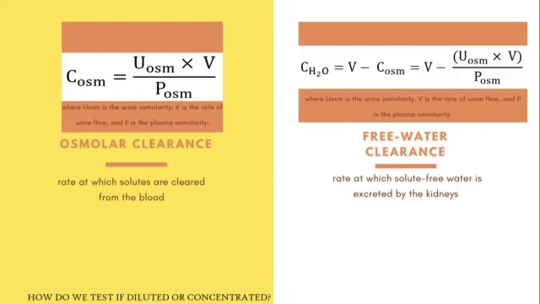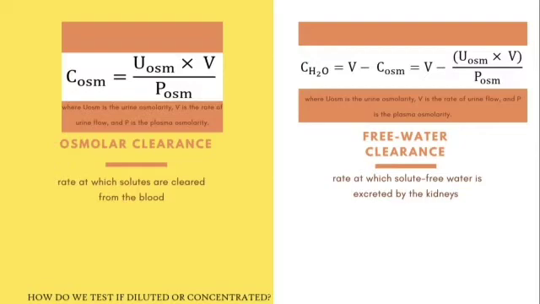Now the next concept is the free water clearance. This is the rate at which solute-free water is excreted by the kidneys, which means that the water is free of solutes. Now we can calculate this with this formula, C_H2O equals V minus C_osm. As you can see, we have two C's here, but the first C is actually the free water clearance. The second C is just the osmolar clearance, while V is the rate of urine flow, which means that free water clearance is defined as the difference between water excretion or urine flow rate and the osmolar clearance.